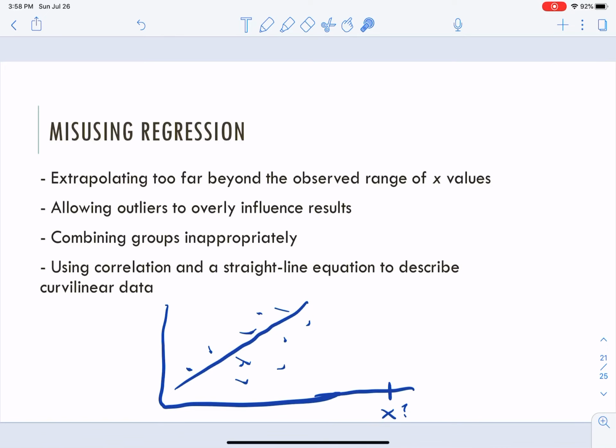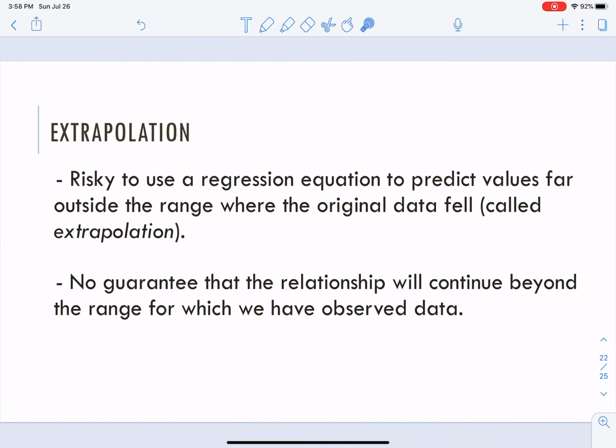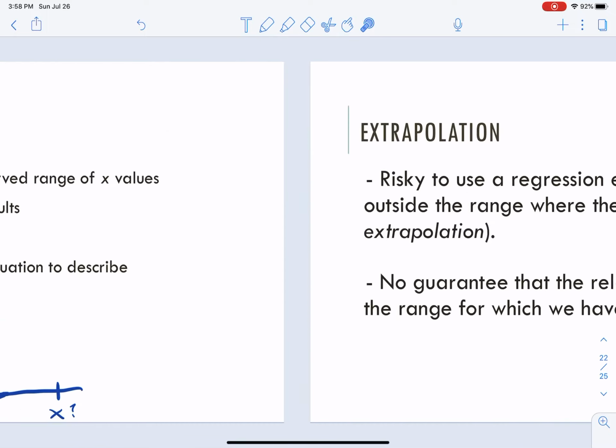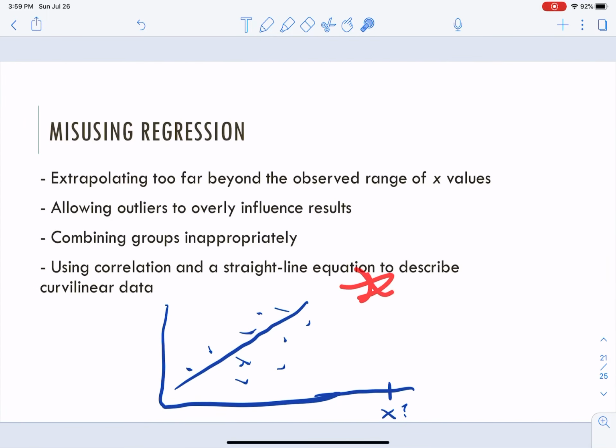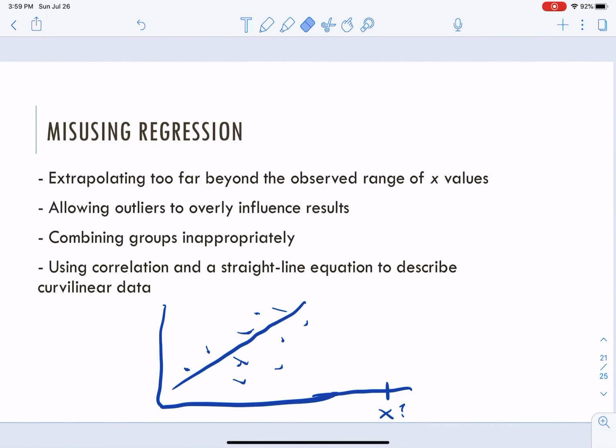Okay. A little bit more on extrapolation can be seen here. I'll let you read that on your own, but the general idea again is just trying to use your regression equation to predict something that you just do not have information for. So that goes in both directions, over here and over this way too. No good. Cannot do that.